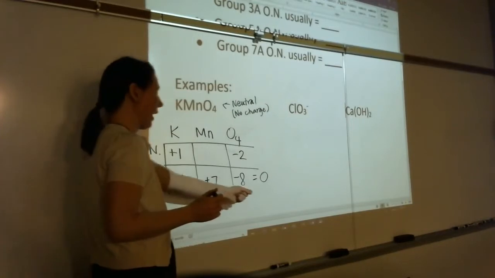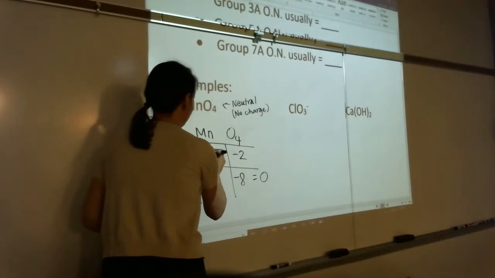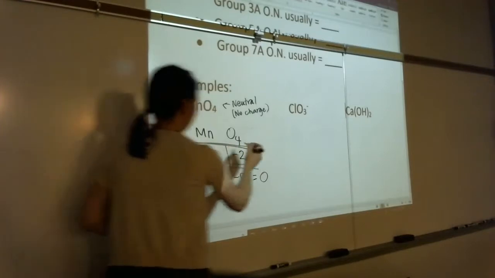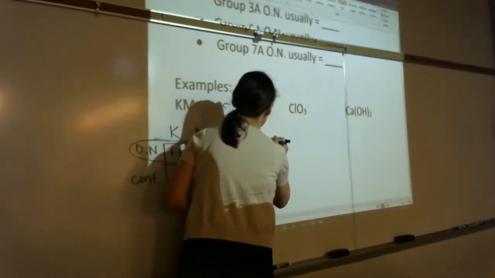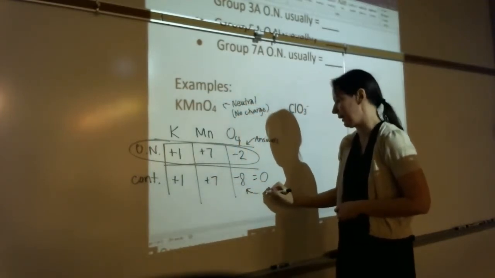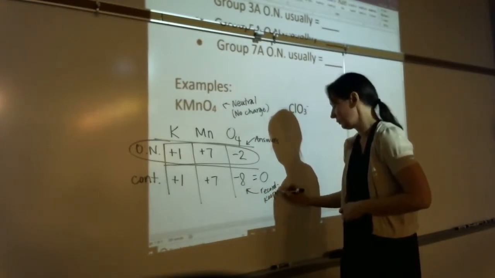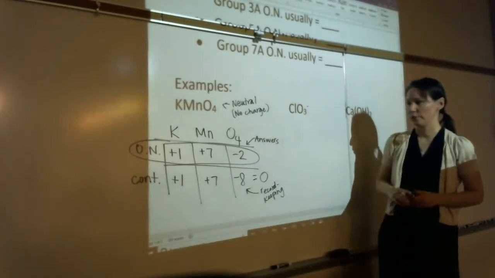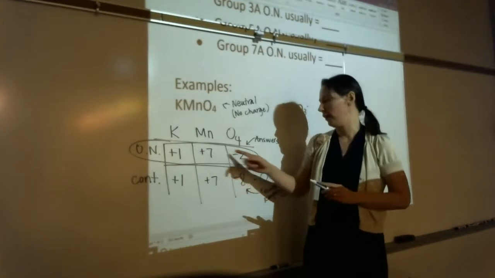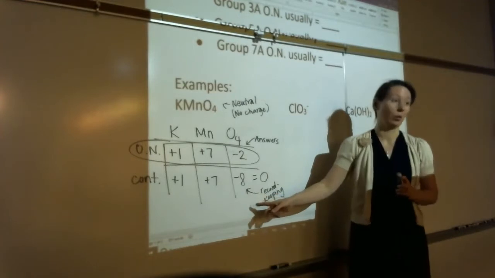Because we want this bottom row to add up to 0. Now there's only 1 manganese, so that means that its oxidation number is the same as its contribution. So this row, these are my answers. Okay, this row down here, this is just helping me keep my records. Okay, so the oxidation number of potassium is +1. Oxidation number of manganese is +7. Oxidation number of oxygen is -2. This bottom row here is just to help me stay organized.